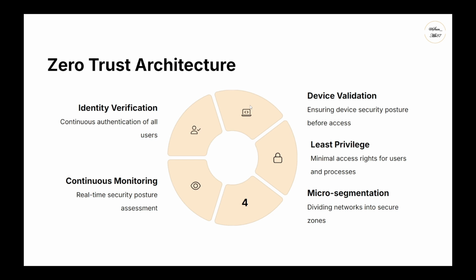The Zero Trust architecture is a modern security model built on the principle of never trust, always verify, instead of assuming that the users or devices inside a network are safe. Zero Trust continuously evaluates trust based on context and behavior. It starts with device validation, making sure every device accessing the network meets security standards. This could include checking for up-to-date patches, endpoint protection, or configuration compliance.